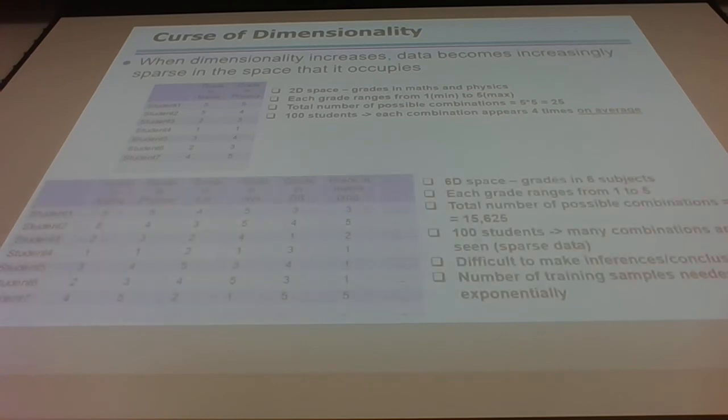But if you have a 6-dimensional space, which means you have 6 attributes, then what happens? Total number of possible combinations is 15,625. So if you have 100 students, right, then how many times will each combination appear? Not even 1. That's less than 1. So which means a lot of combinations don't even appear in the data. So these are uninteresting points. They are not useful because they don't even appear in the data. So that is the problem of the curse of dimensionality.